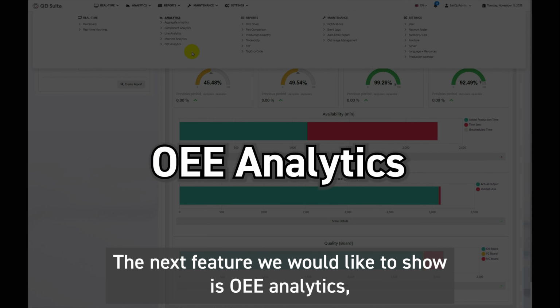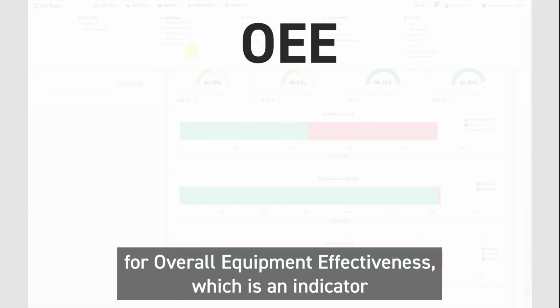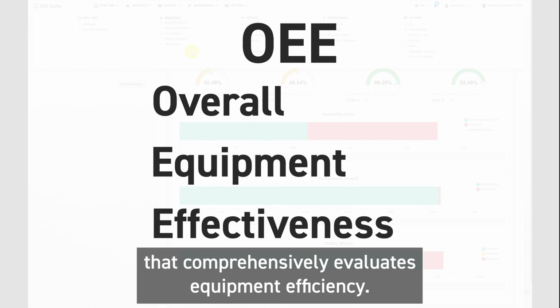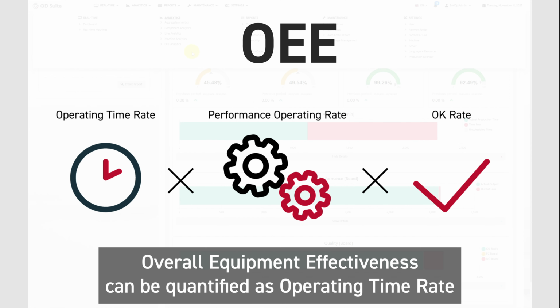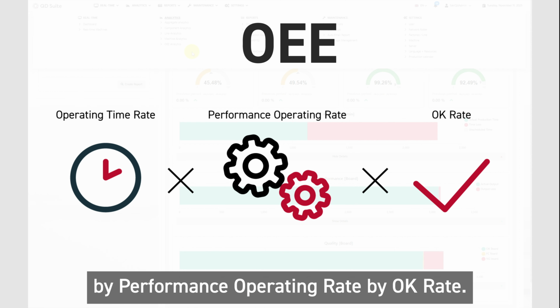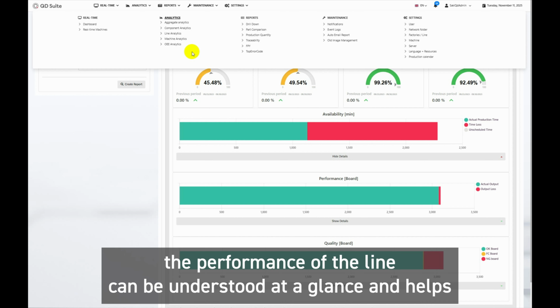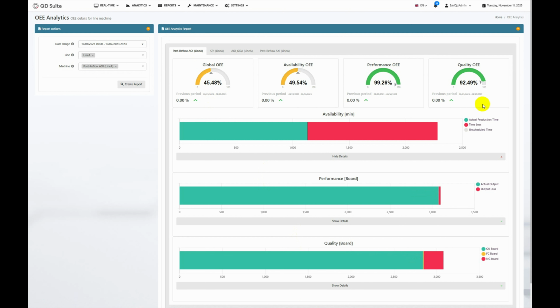The next feature we would like to show is OEE Analytics, which helps in improving production efficiency. OEE stands for Overall Equipment Effectiveness, which is an indicator that comprehensively evaluates equipment efficiency. Overall equipment effectiveness can be quantified as operating time rate, by performance operating rate, by OK rate. By using OEE in QDA, the performance of the line can be understood at a glance and helps identify the causes of poor operating rates in the line.